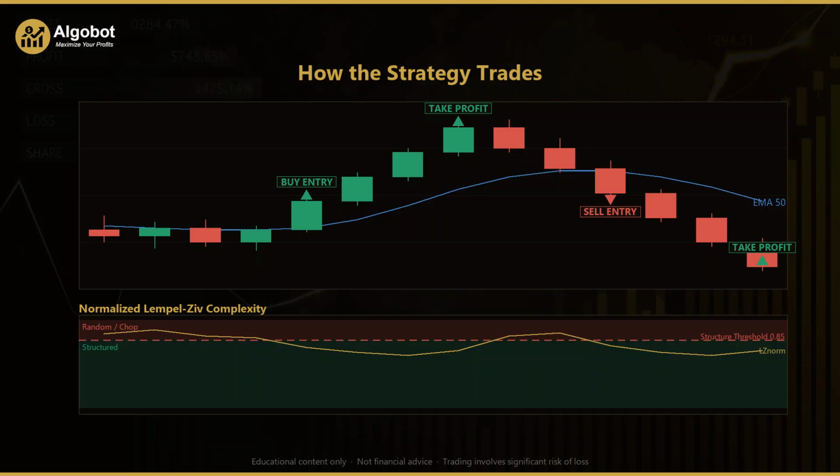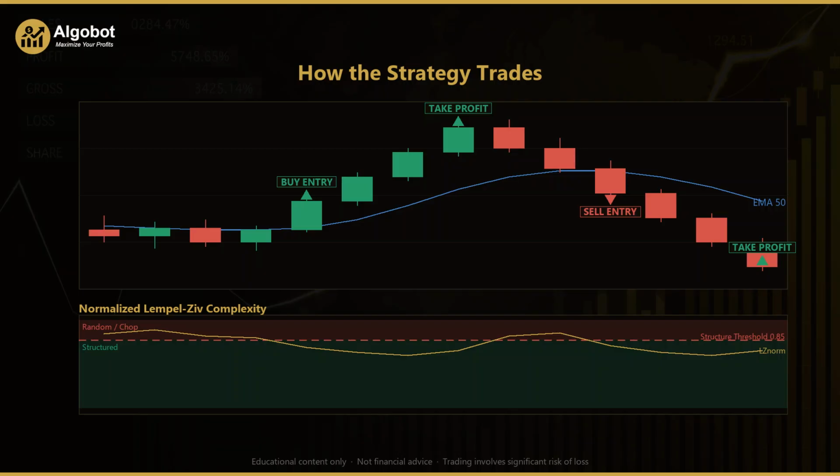The down leg then plays out. Each candle carves a fresh low, the moving average rolls over above price, and the complexity holds in the structured zone while the move has momentum. The protective stop sits above the entry at 2 times ATR, and the take profit waits below at 3 times ATR. Price slides down into that target, and the short is booked at the second take-profit marker.